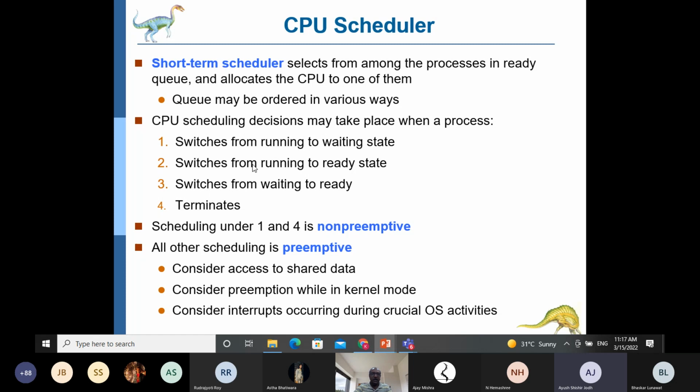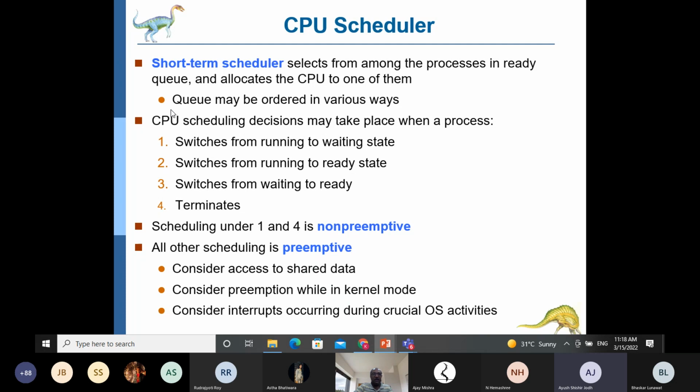And finally, a process terminates. When a process terminates, it means the process reaches its last statement. There is no other instruction to execute. That means the process reaches natural termination. Then there is no other instruction to be run by the CPU, so the process terminates and the CPU is idle. The CPU is now ready to execute some other process, right?